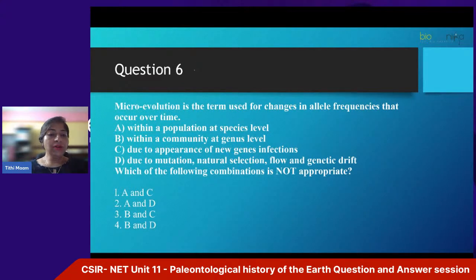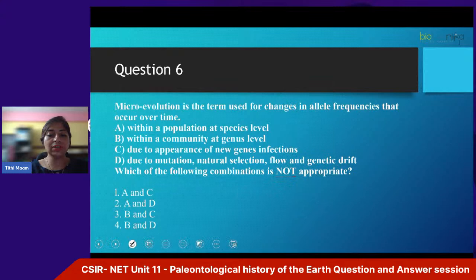All right, moving on. Next question. Microevolution is the term used for changes in allele frequencies that occur over time within a population at species level, within a community at genus level, due to appearance of new gene infections, due to mutation, natural selection, flow, and genetic drift. Which of the following combinations is not appropriate?